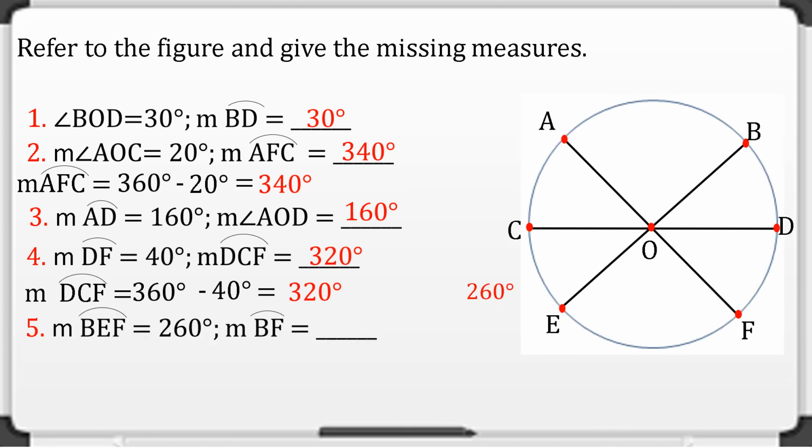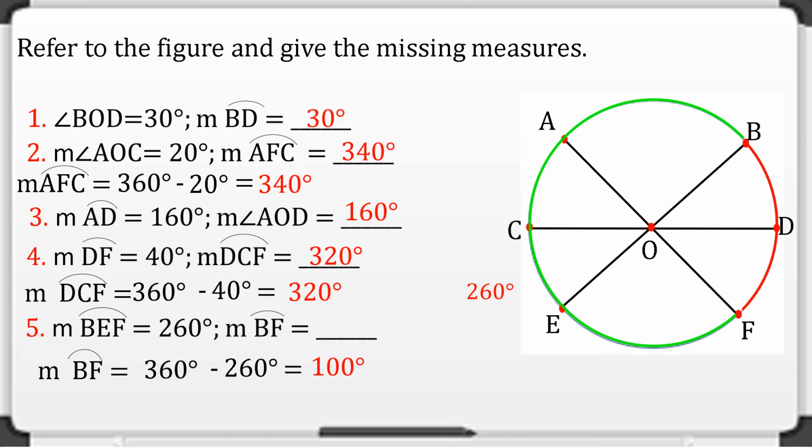Lastly, we have arc BEF, which is measuring 260 degrees, itong kulay green, 260 degrees daw yan. Hanapin ang arc BF. Again, since 1 circle is equal to 360, minus lang natin yung 260 degrees. And we'll get 360 degrees minus 260 degrees, that is 100 degrees.